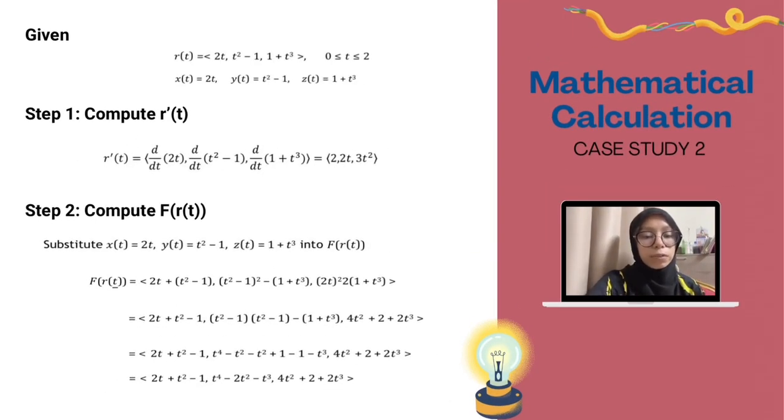First, we are given the vector equation r(t) equal to (2t, t squared minus 1, 1 plus t cubed), where t is from 0 to 2. So, we get x(t) equal to 2t, y(t) equal to t squared minus 1, and z(t) equal to 1 plus t cubed. Step 1: compute r prime of t. We differentiate the r(t) equation and we get 2, 2t and 3t squared. Step 2, we compute F(r(t)).